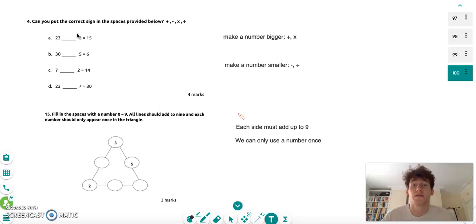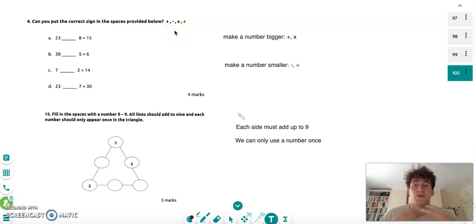The paper is not actually a past paper from UCS, as UCS don't publish their previous papers, but these questions are very similar to what you can expect in a 7 plus maths exam from UCS or any school, in fact. So question 4 here is asking the student to put the correct sign in the spaces provided below. They're able to choose from the addition sign, the subtraction sign, the multiplication sign, and the division sign.